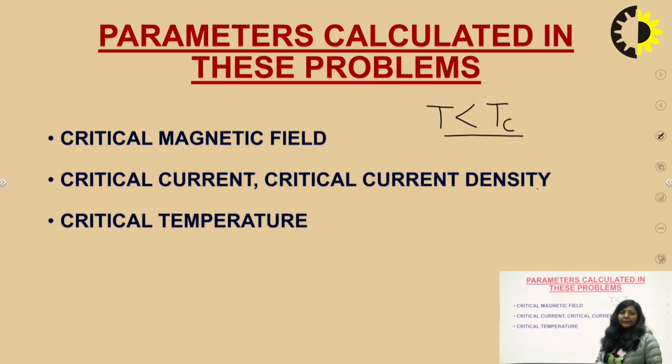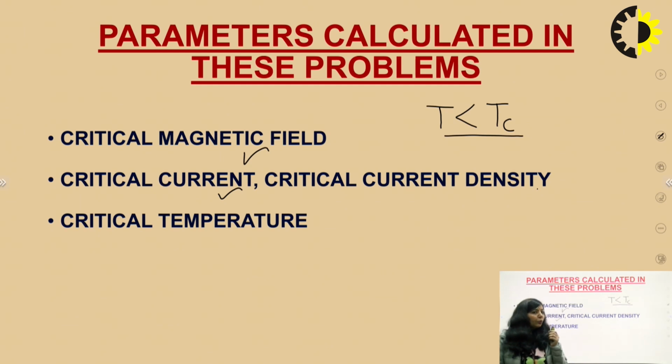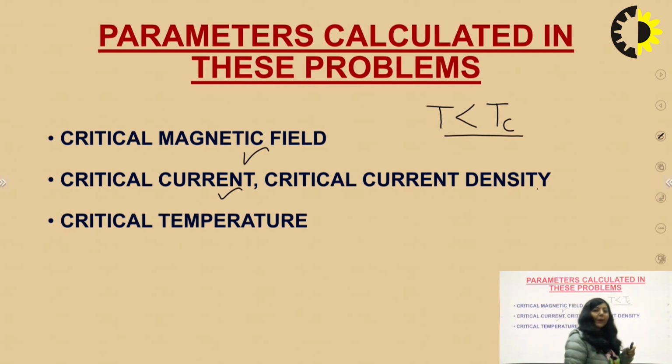Now the third parameter which decides the superconducting behavior is critical current. And indirectly, this critical current is also associated with critical magnetic field. So the numerical problems which I am going to discuss today are related to these three parameters. The first one, critical temperature. The second one, critical magnetic field. And the third one is critical current, which is indirectly associated with current density. So I'm going to discuss problems based upon these parameters.